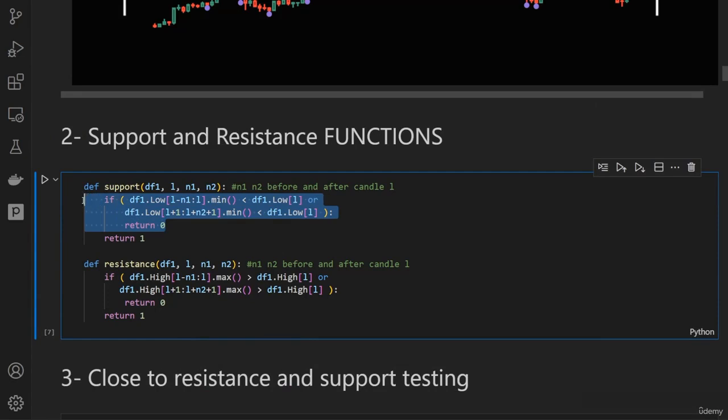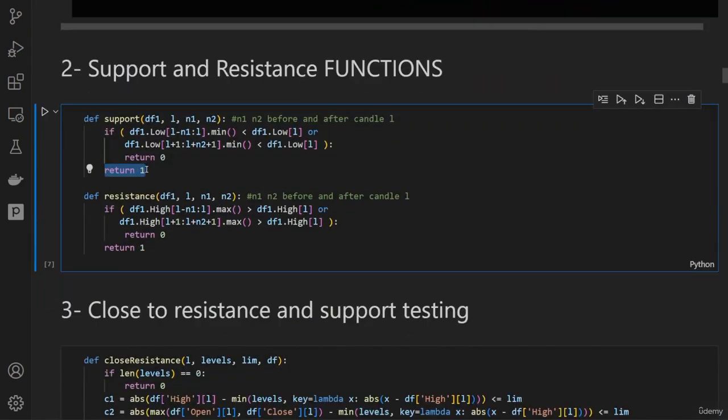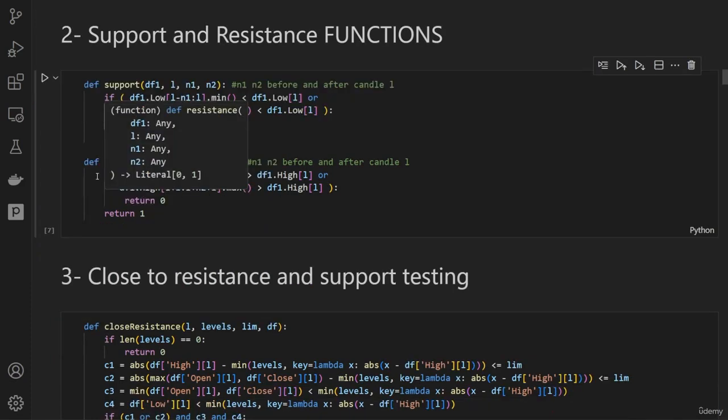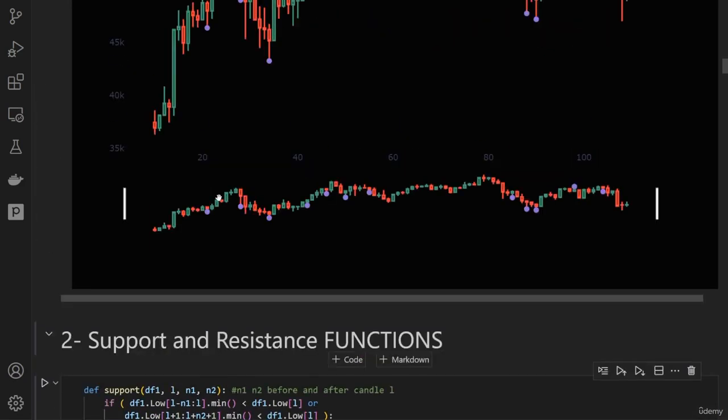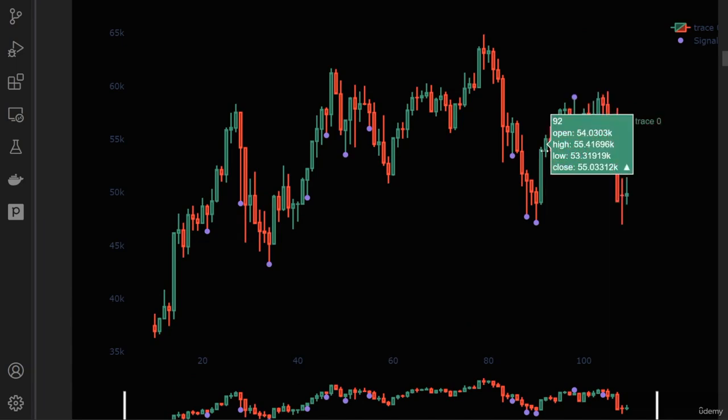In any other case, it means that the current candle is showing the minimum value of the price among its neighbors on the left and on the right. And in which case we can return 1 because this is a support level. In the opposite case, for the resistance, we're just checking from the opposite direction. So we need the maximum of the current candle to be greater than all the maximums of the left neighbors and the right neighbors.